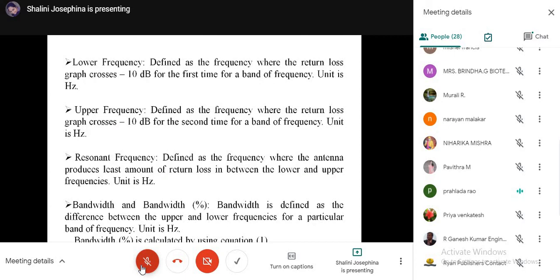Now, how do you define a resonant frequency? Resonant frequency is defined as the frequency where the antenna produces the least amount of return loss in between the lower and upper frequencies.